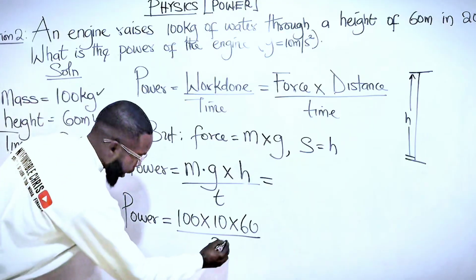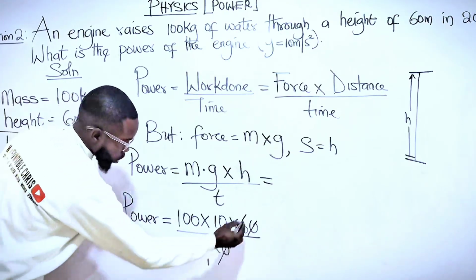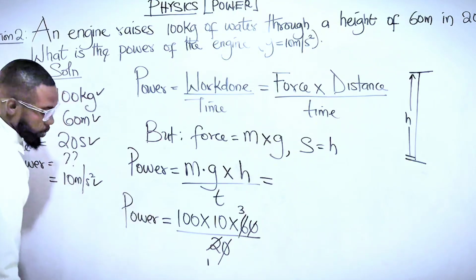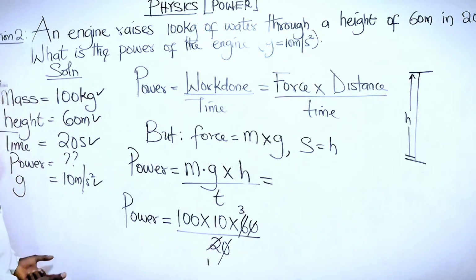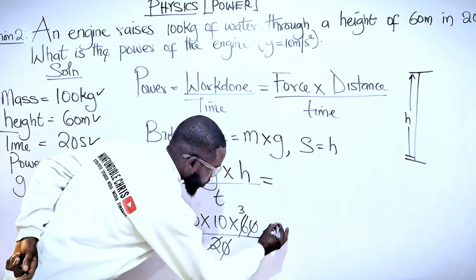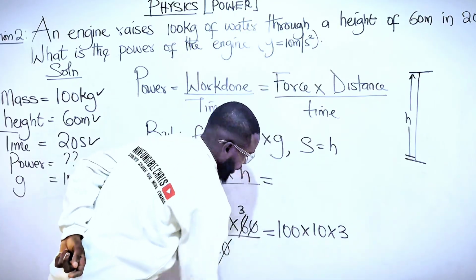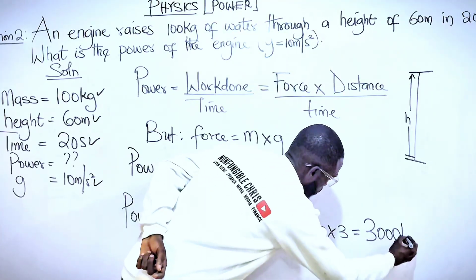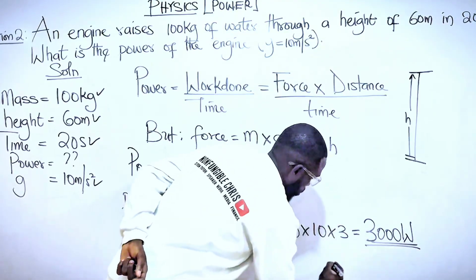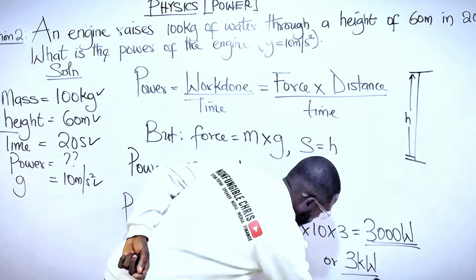So I can say this 0 will take off this 0. 2 here is 1, and 2 here is 3. So I can say 100 times 10 is 1000, and 1000 times 3 gives us 3000. The answer becomes 100 times 10 times 3. That gives us 3000 watts, or you can say it is 3 kilowatts.